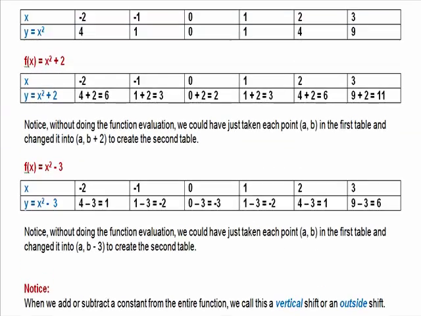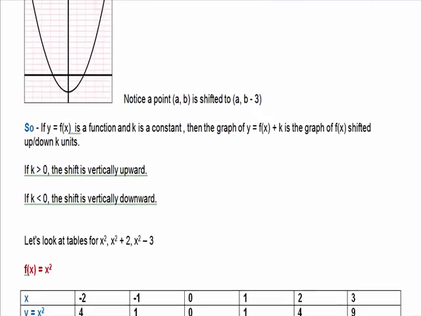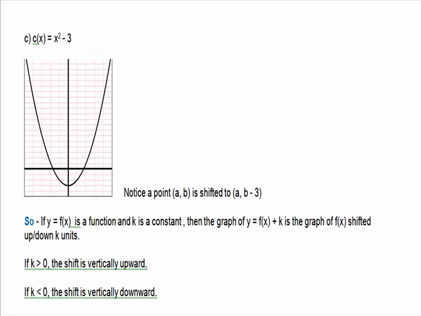Suppose my subtraction example is h of x equals x squared minus 3. So notice now when I graph this function, it's taken the whole graph and moved it down 3 from the regular x squared function. So notice now the point (a, b) is shifted to the point (a, b minus 3). Again, the x coordinate stays the same, but the y coordinate gets subtracted by 3.